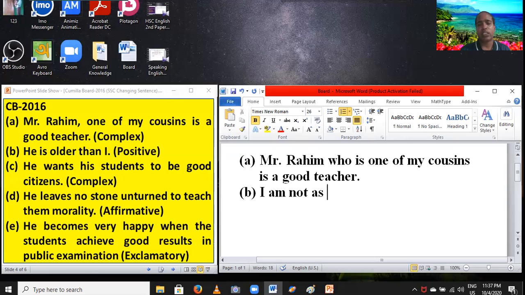And then you have to set adjective one. Here the adjective is older, you have to set old. Positive form old, comparative form older. You have to set O-L-D, old. And you have to set as, and then you have to write the subject of this sentence, he. I am not as old as he.